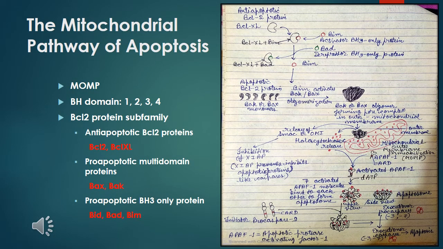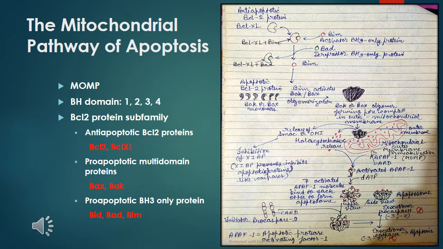Now let us learn about the mitochondrial pathway of apoptosis. The mitochondrial pathway is also known as the intrinsic pathway. Mitochondrial outer membrane permeabilization, or MOMP, is a key feature of this pathway. Upon MOMP, various soluble proteins in the mitochondrial intermembrane space diffuse into the cytosol. Among these proteins, holocytochrome C plays a fundamental role in activating caspases.